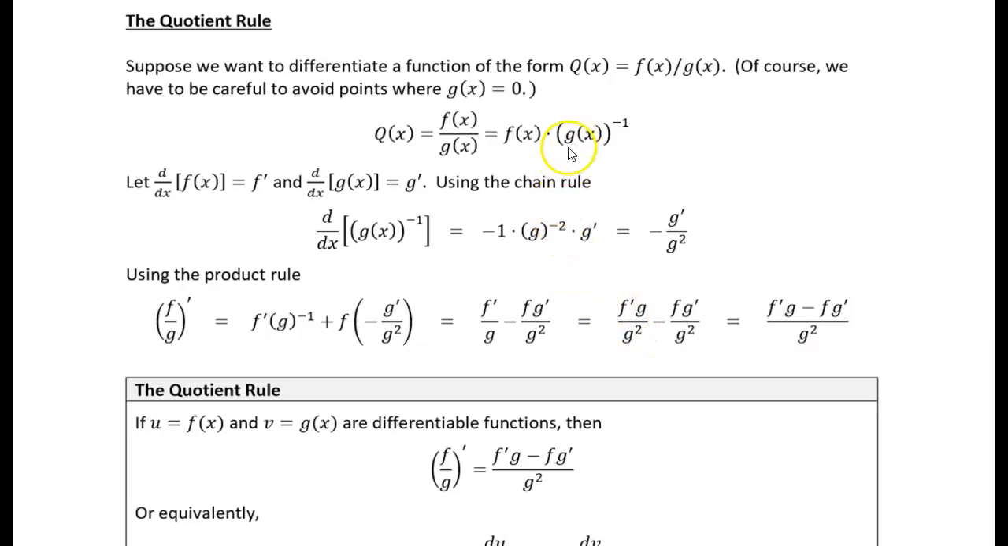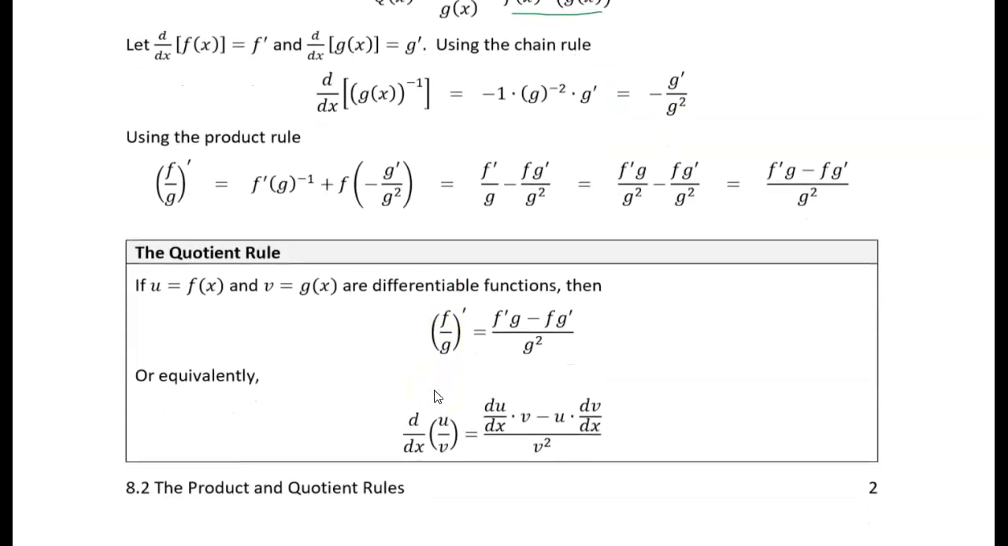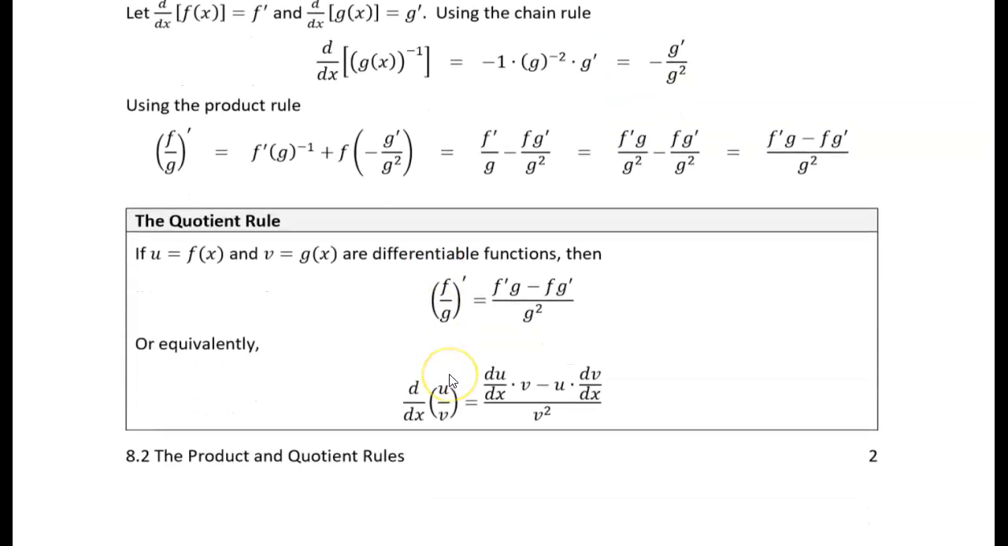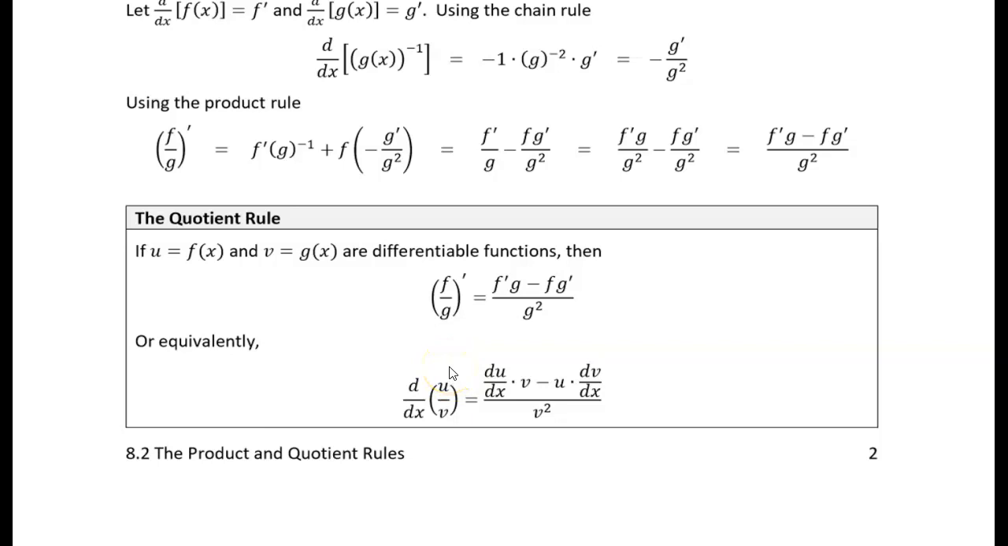So I'm changing the quotient into a product, right? And then I'm using the chain rule, because now g of x is an inside function to this -1 power function. Then there's some algebra to clean it up, but the result is in this little box here. All right, so this is the quotient rule. It looks a little messy, but I kind of like this.